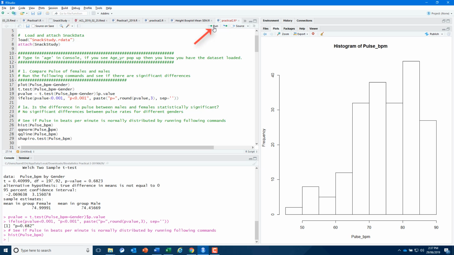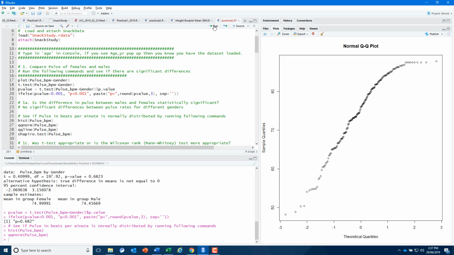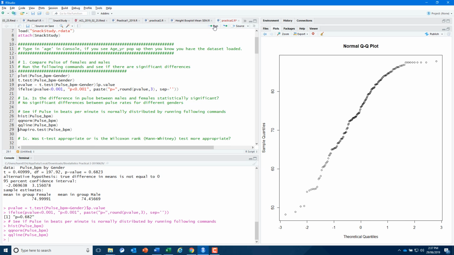Let's have another look at another plot. This is the qqplot, which we mentioned in our lectures. It helps you look at whether it's normally distributed or not. So ideally that qqplot would be a straight line. For the most part it's near that straight line, but near the top here you see there's some departures from normality.